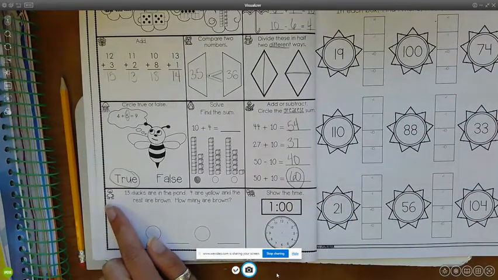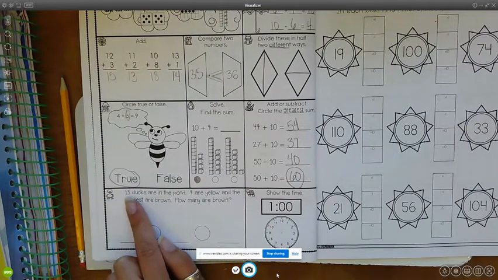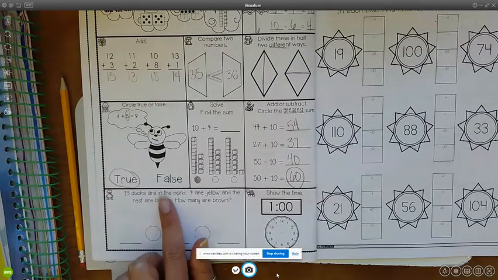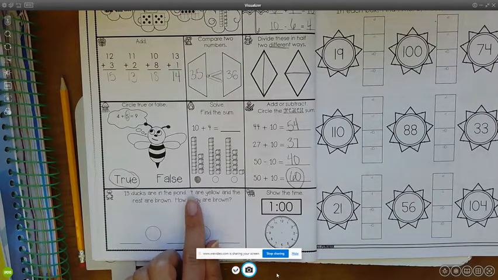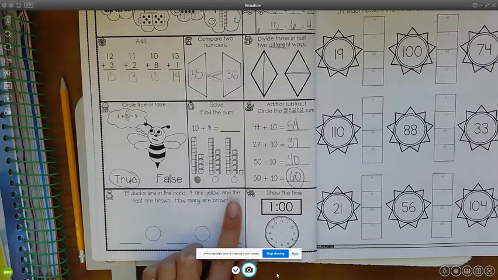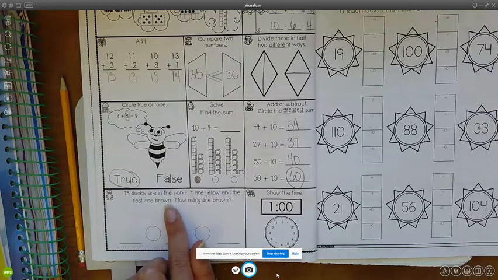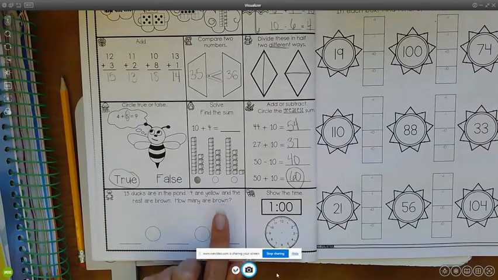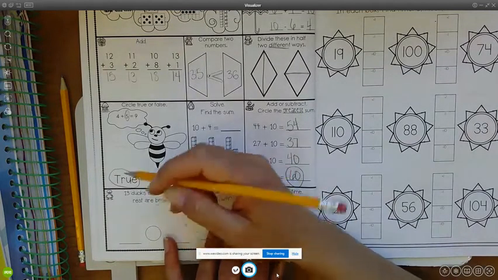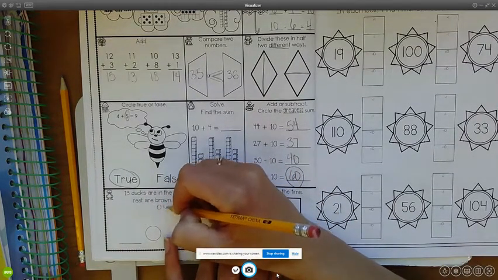Okay, here we go. This is my duck section. It says 13 ducks are in the pond. 4 are yellow, and the rest are brown. How many are brown? Okay, so I know I have 13 ducks in the pond. I'm going to draw a picture for this one. I'm going to draw my 13.